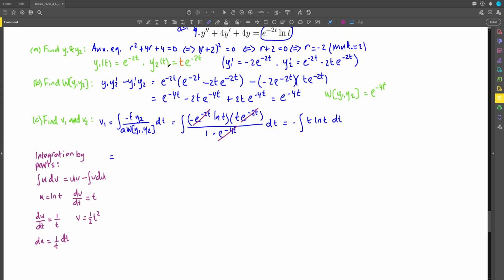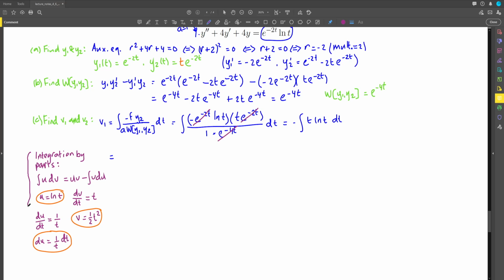So we have all our ingredients, right? We have u equals ln of t. We have v is 1/2 t squared, so that gives us the u times v. And then v du, we also have du right here. So now, if we use all of that together, we get the following.